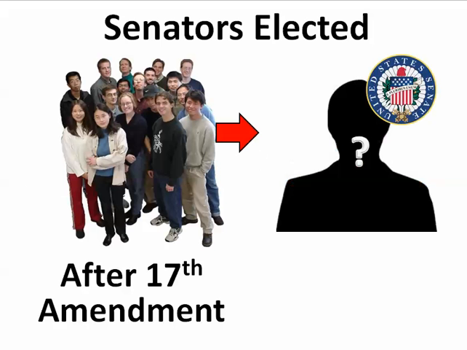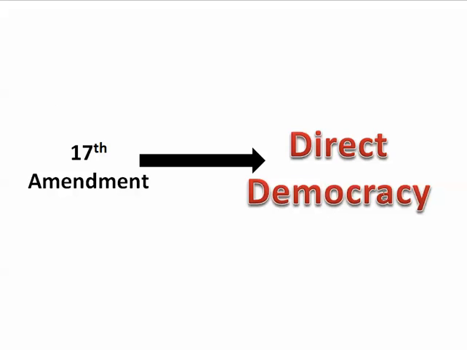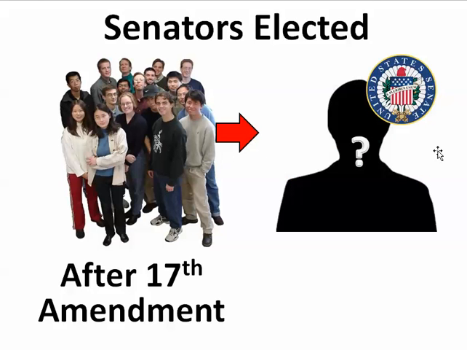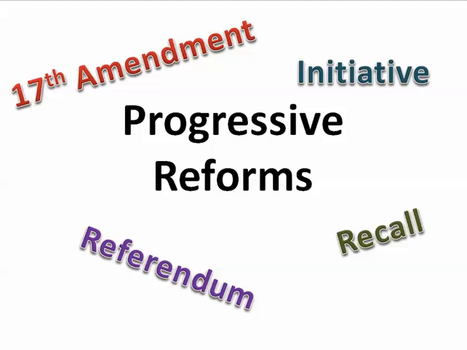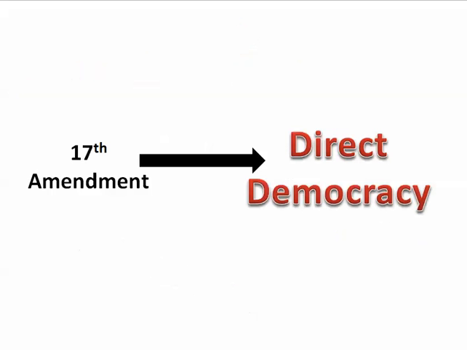Since the people are directly involved and directly voting for their two U.S. senators, that is an example of direct democracy in which the people directly impact the election of who they want to go to Washington, D.C. So the 17th Amendment is an example of direct democracy. Altogether, the progressive reforms, which are examples of direct democracy, are the initiative, the referendum, the recall, and the 17th Amendment.